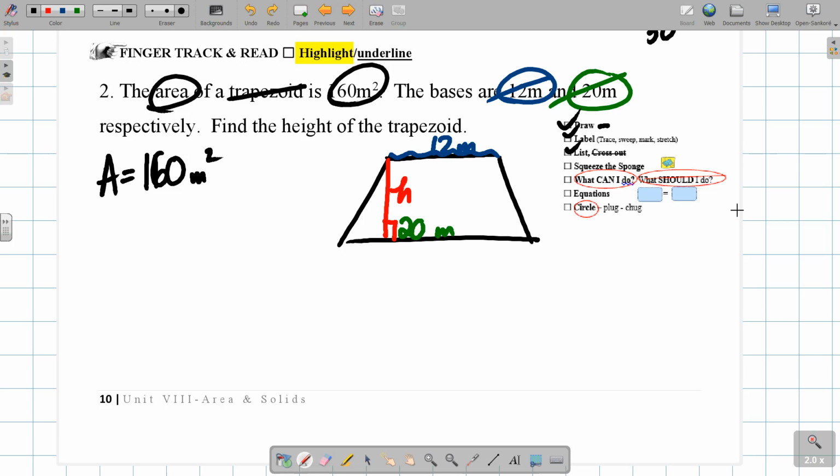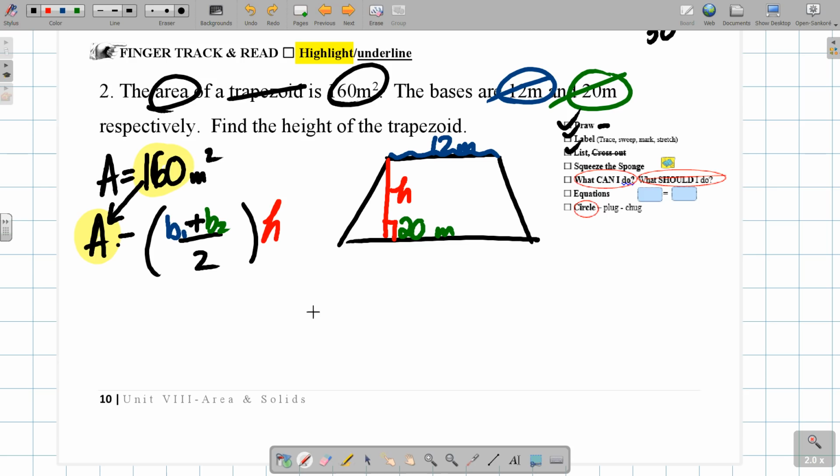Last thing we are given. Draw a label list, cross out. Ask yourself what you can do. You can always write your equations down. Two sides with an equal sign. Area equals average the bases times the height. Let's see what we have here. Circle, flag, chug. Area. We have the area. Physically plug it in.